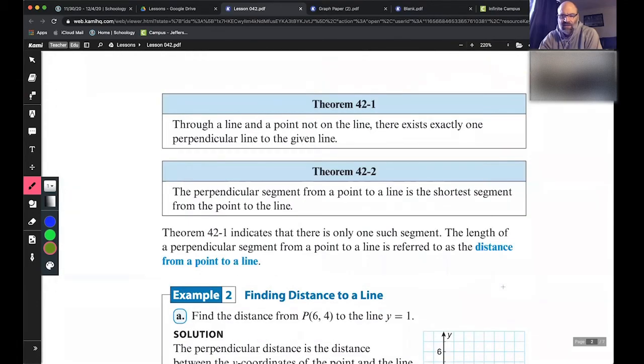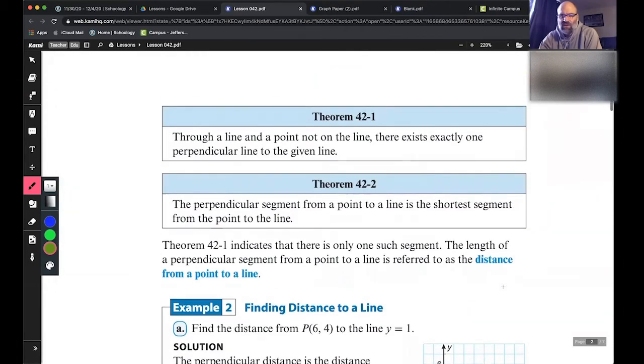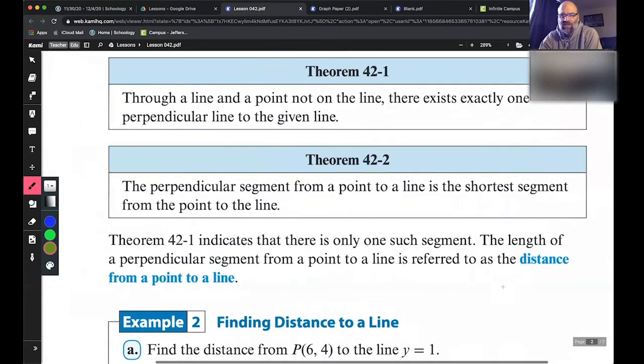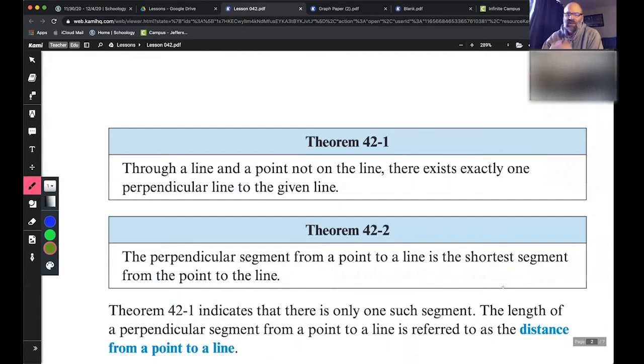All right. So here's theorem 42.1. Write this down. Through a line and a point not on the line, this is what we just talked about, there exists exactly one perpendicular line to the given line. So here's a line, here's a point not on the line. There's only one line I can draw that's perpendicular.